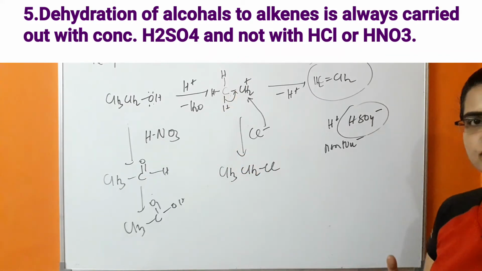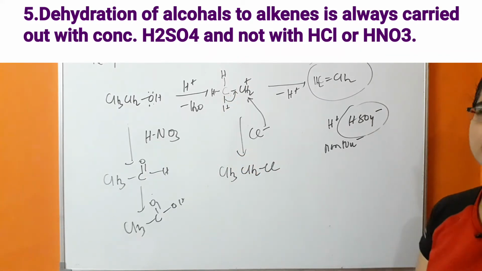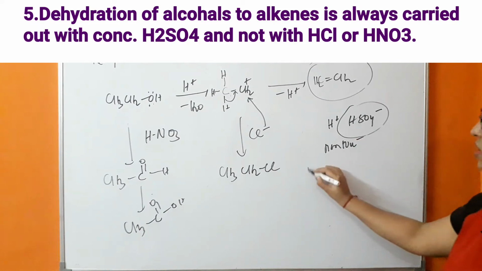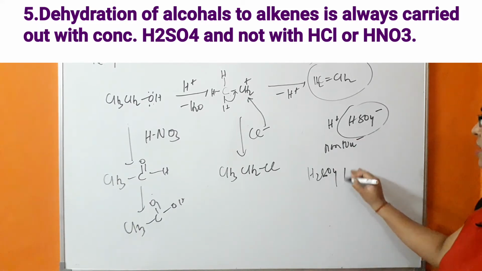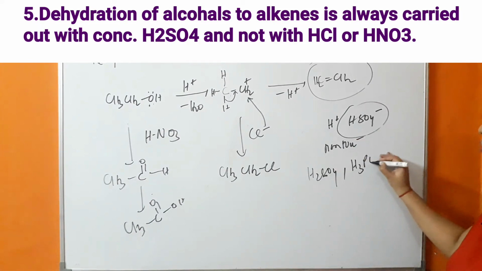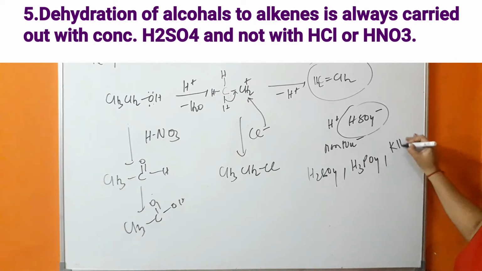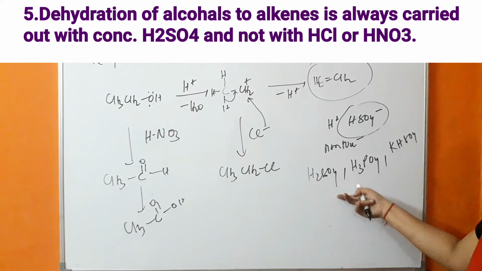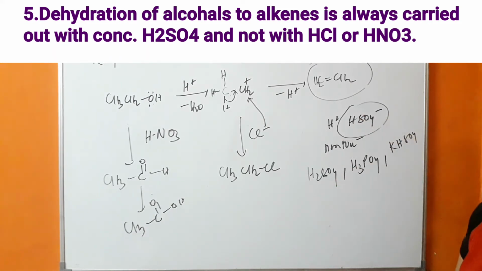So there are many strong acids whose negative part is not behaving as a good nucleophile, that is, they are behaving as non-nucleophiles. Examples: first is H2SO4, second is H3PO4, and also KHSO4. These are some examples of strong acids whose negative part will not behave as a nucleophile.